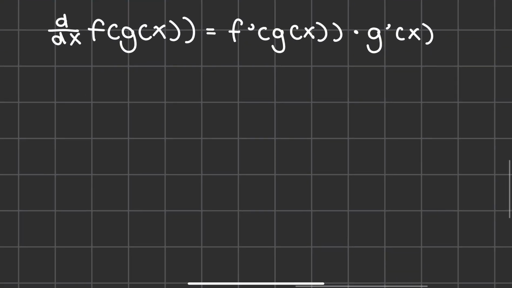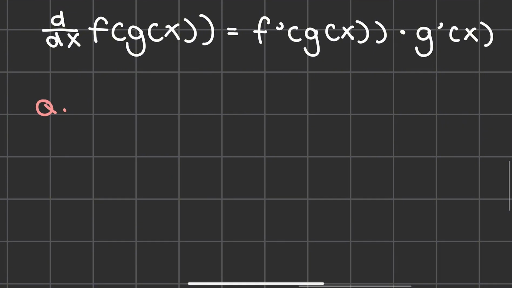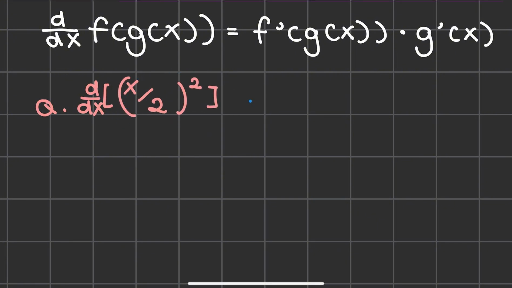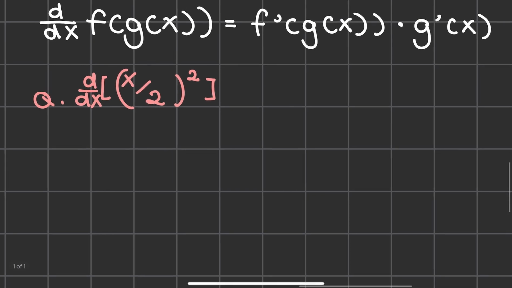So let's do a practice problem. In this case, the question becomes, what is the derivative of x divided by 2, and that entire thing squared? It seems a little messy, so let me just pull this back. What is the answer to this? You can pause the video and try given this specific formula.